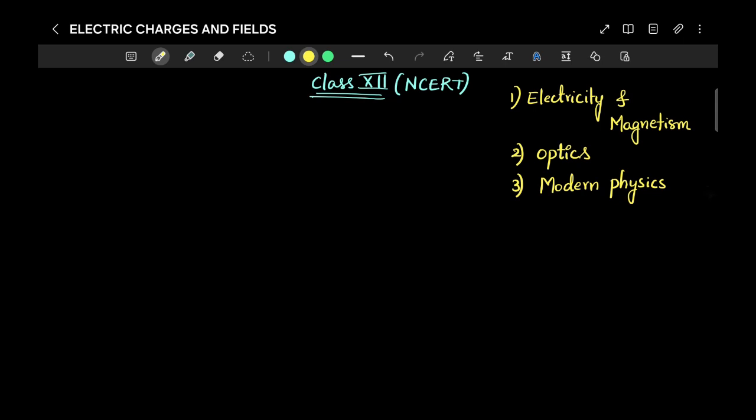Right now we are going to discuss the electricity and magnetism part. The first chapter we are going to discuss is from the topics of electricity and magnetism. We will complete all the chapters related to electricity and magnetism, then move on to the chapters related to optics, and at the last we'll discuss the chapters related to modern physics.